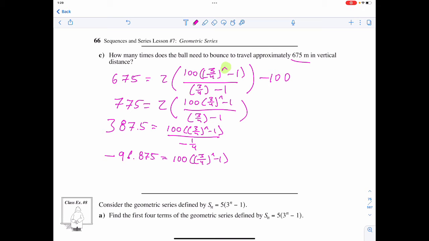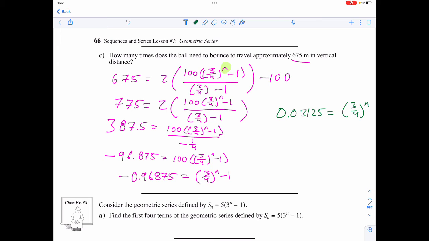Divide both sides by 100, and negative 0.96875 is equal to 3 over 4 to the power of n minus 1. And when I add 1 to both sides, I'm going to get positive 0.03125 is equal to 3 over 4 to the power of n.